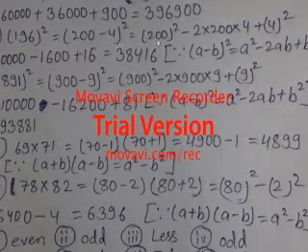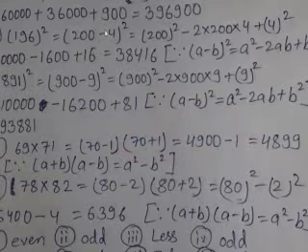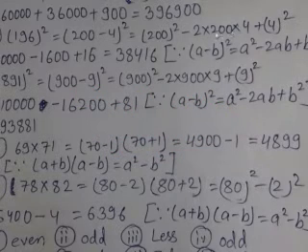So it becomes 200² − 2ab. In place of a there is 200, in place of b there is 4, so it becomes 2 × 200 × 4, plus b², so plus 4².